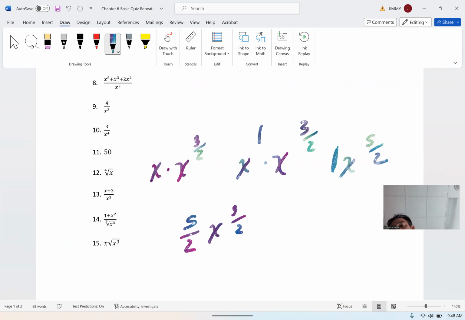I don't see any difficulty in this question. Go ahead and erase everything I just did. And we're going to go ahead and do number 14. Number 14 is not as difficult.